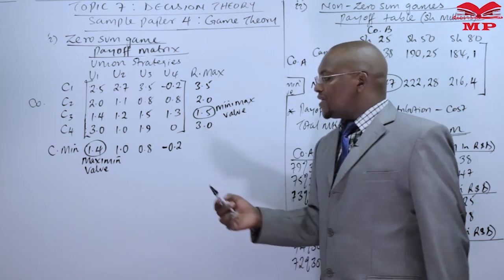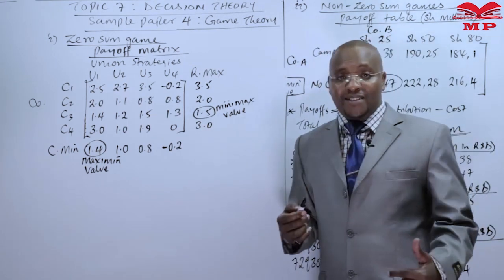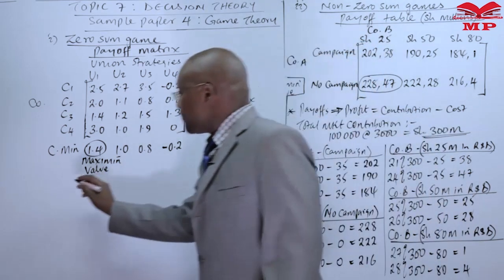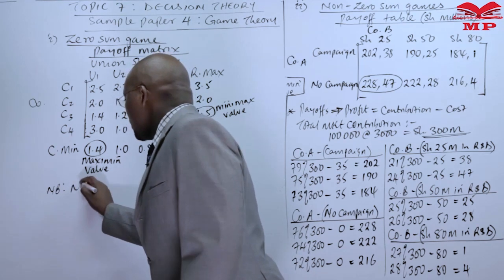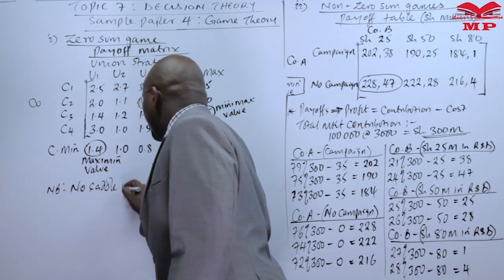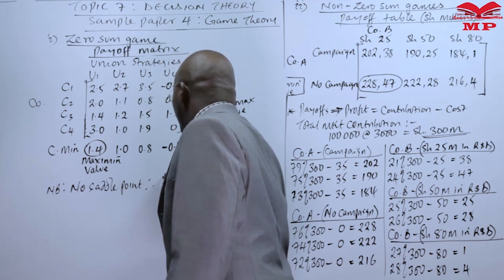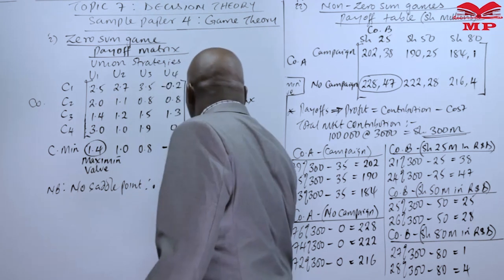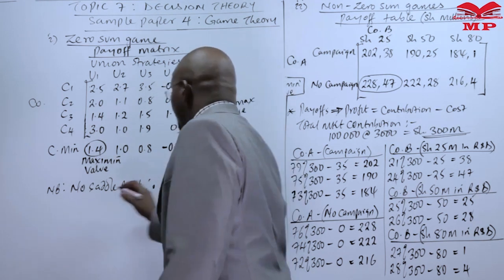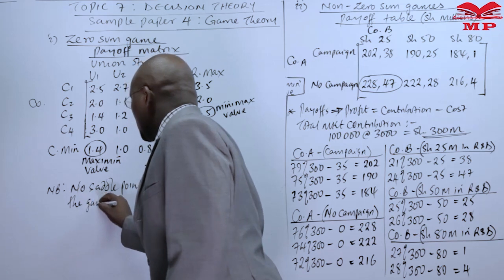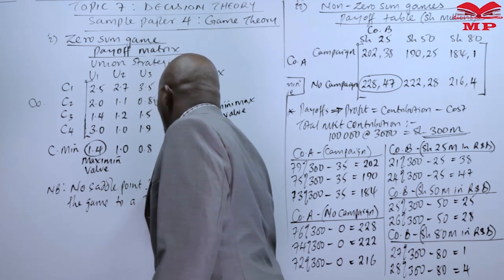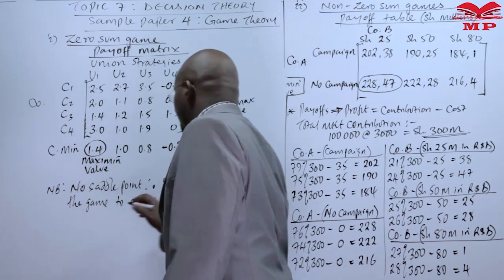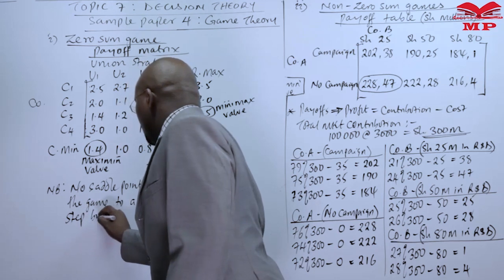Now, when the maximin and the minimax value are the same, there is always a saddle point. But for this one, no saddle point. So we're going to have here NB, no saddle point. Therefore, dominate or reduce the game to a 2x2 matrix, or step by step.